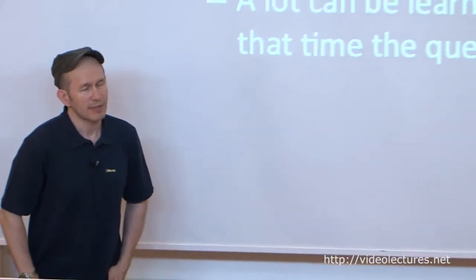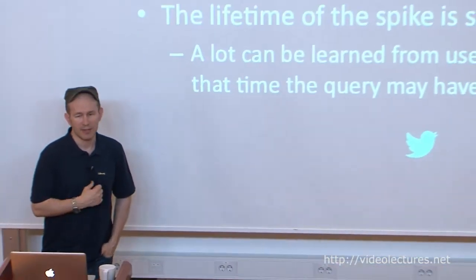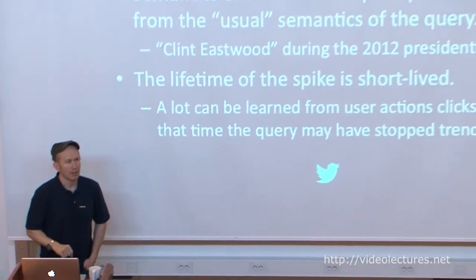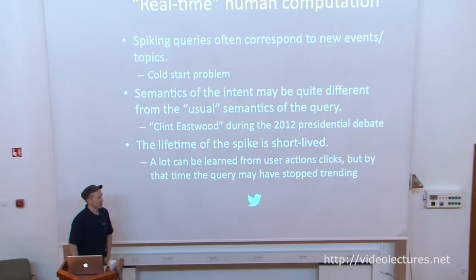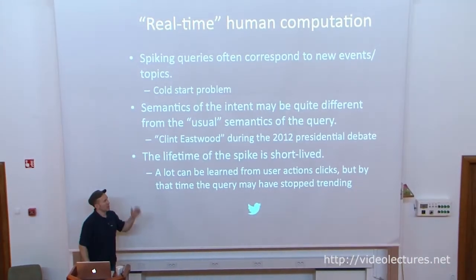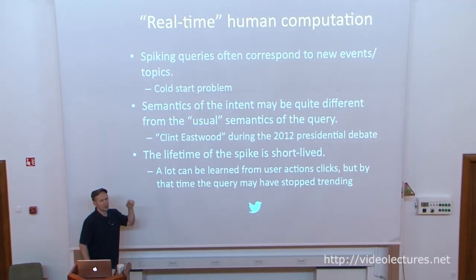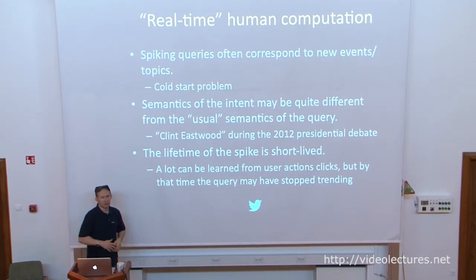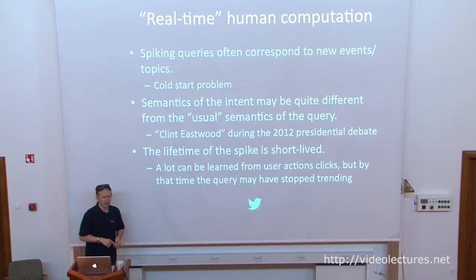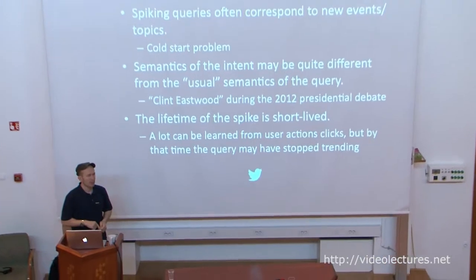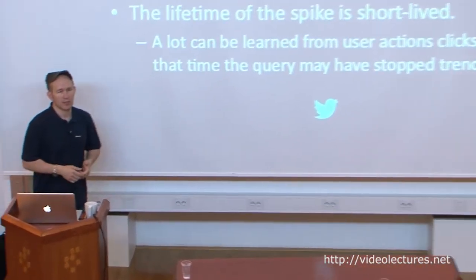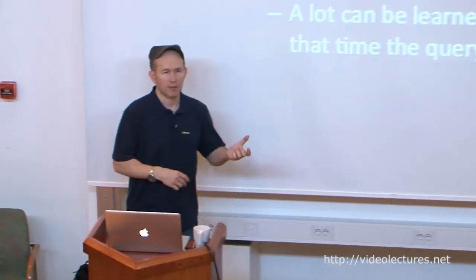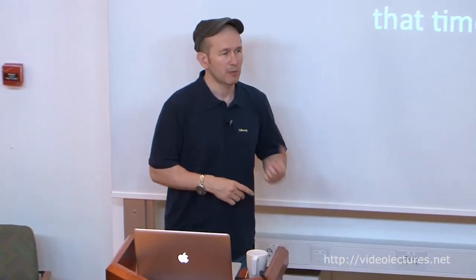Another example of big data versus fast data comes from spikes in search queries. If you look at search queries, which I'm not going to show as graphs here, very often you have spikes in queries which can correspond to things we have seen in the past. Say they may correspond to somebody's first and last name, maybe a politician, maybe a movie star.